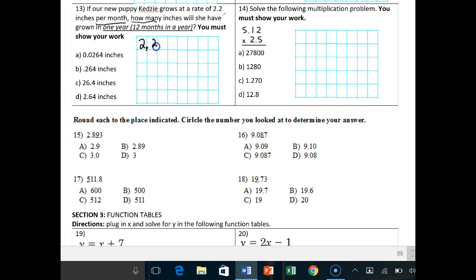So 2.2 times 12. We don't have to line up decimals here. We just go ahead and multiply. So 2 times 2 is 4. 2 times 2 is 4. Got to lay an egg. Some of us forgot to do that.